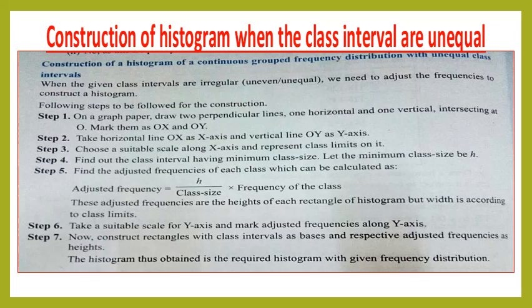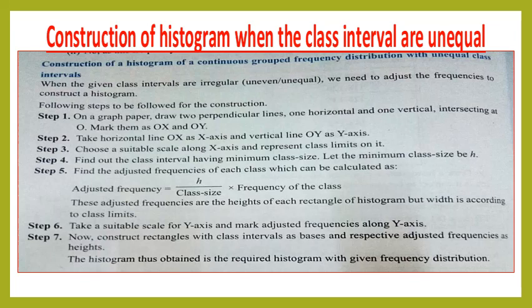Step 1. On the graph paper, draw two perpendicular lines, one horizontal and one vertical, intersecting at O. Mark them as OX and OY. Step 2. Take the horizontal line OX as the x-axis and the vertical line OY as the y-axis. Step 3. Choose a suitable scale along the x-axis and represent the class limits on it. The class limits or class intervals are to be taken on the x-axis.